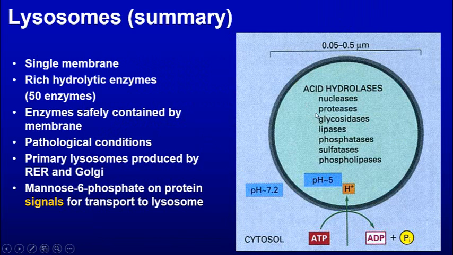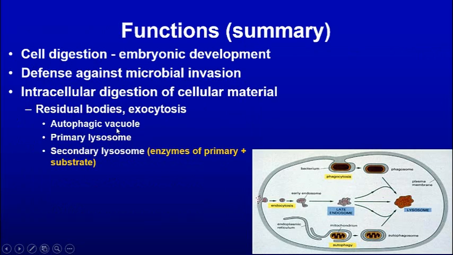So in summary, the lysosome has a host of enzymes, 50 or so, and a single membrane, not a double, a single membrane. The enzymes are safely contained inside there until they're not, like in ischemia or something. Pathologic conditions can pop those. Primary lysosomes are produced by rough ER and Golgi. Mannose-6-phosphate on the protein signals protein sorting in the Golgi for the lysosome, and of course it is produced at a higher pH and then hydrogen ions are pumped in for a low pH to occur.